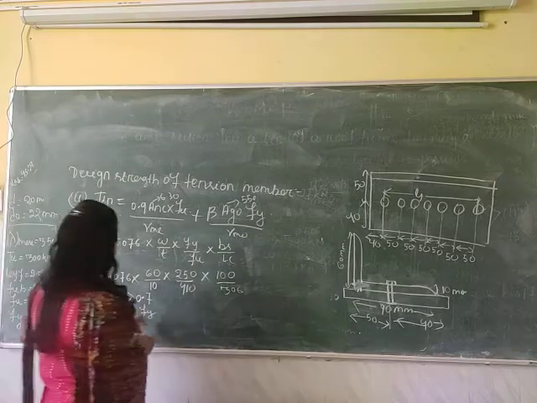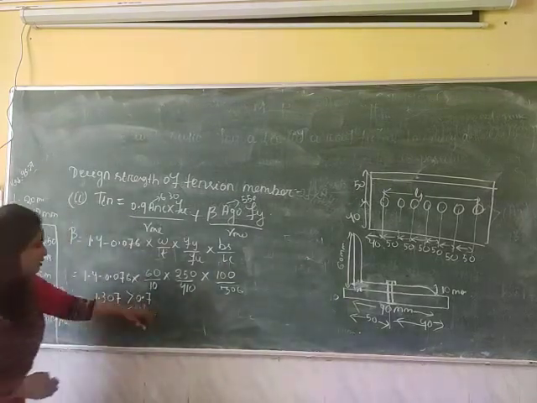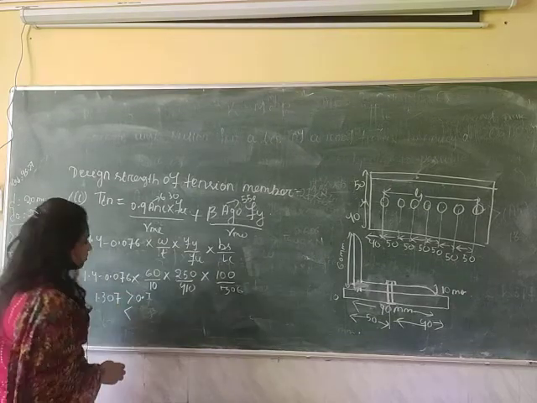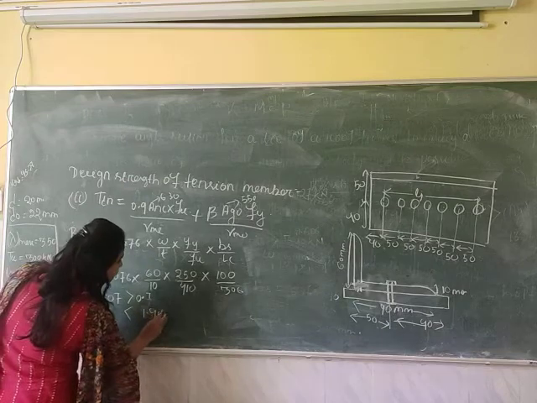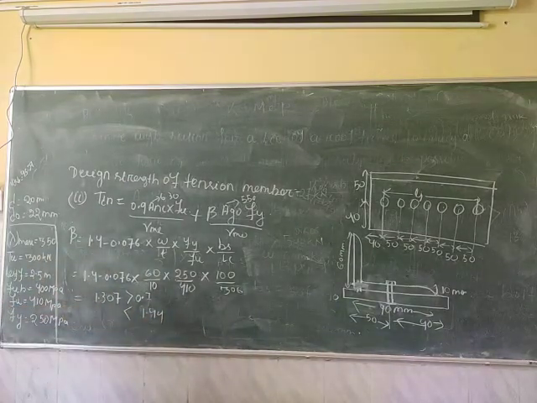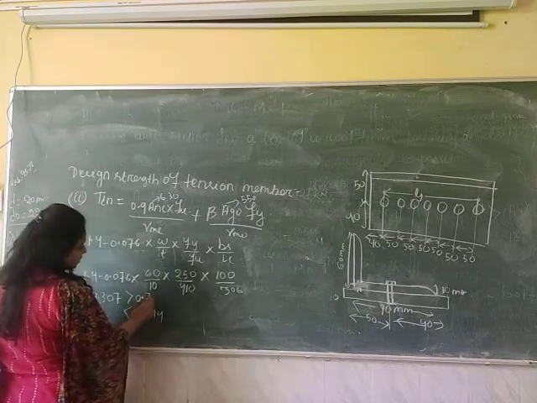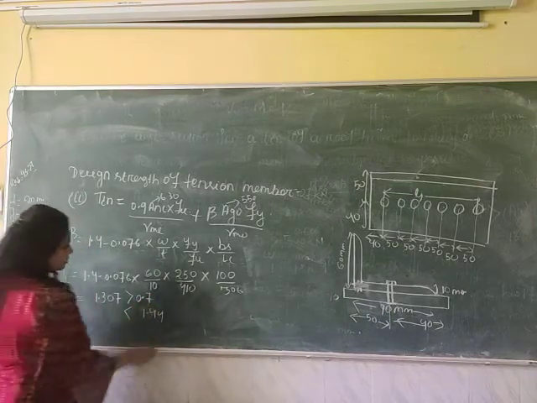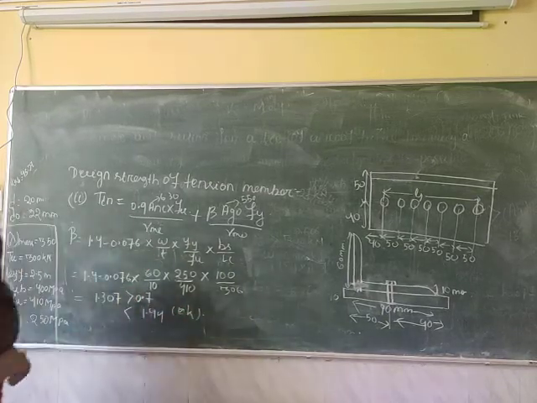Fy gamma m1 divided by Fu gamma m0, and by putting those values we get 1.44. Okay. So, here you can see this 1.307 is greater than 0.7 and less than 1.44. So, this is okay. The value of beta is coming in the range.